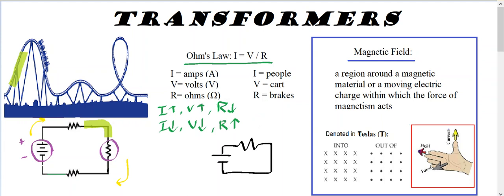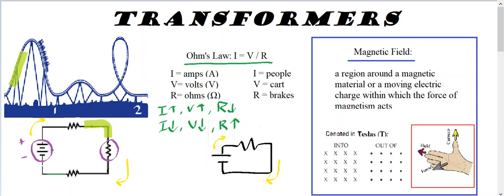So if we were to look at the circuit, and we would suggest that the current is already running through it, it would produce a magnetic field. A magnetic field is a region around a magnetic material or a moving electric charge within which the force of magnetism acts. So if we were to relate it to our analogy, we could say that person 1 standing here and person 2 standing here.